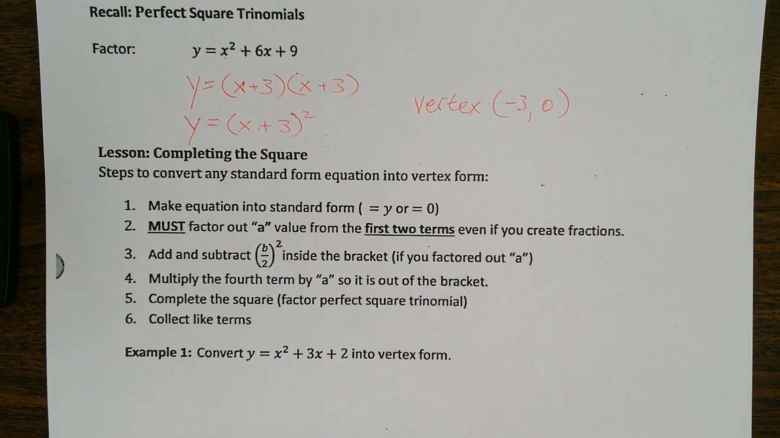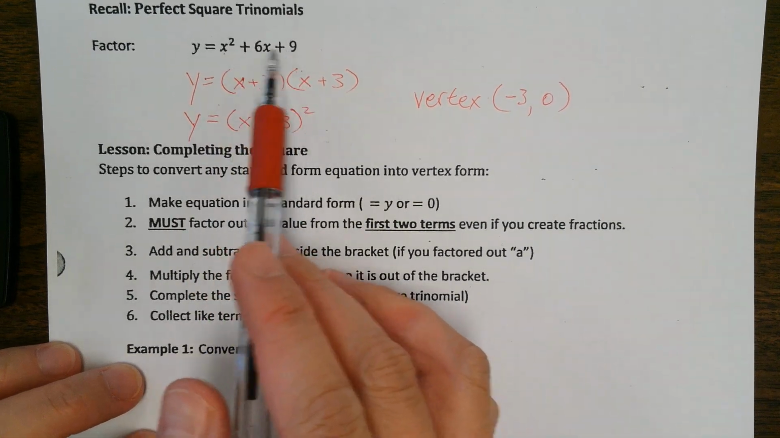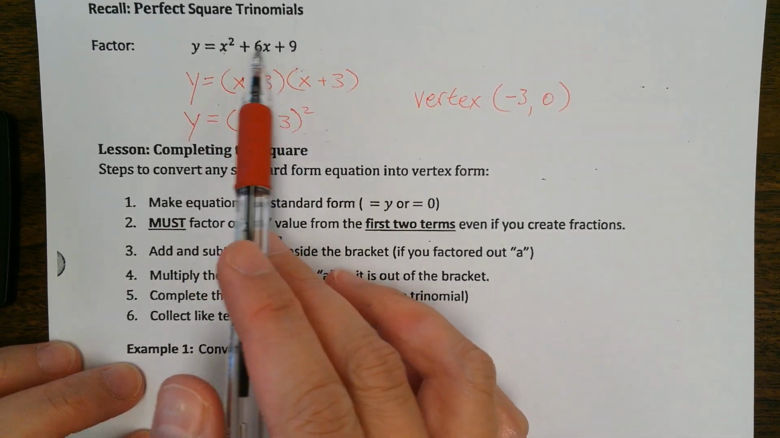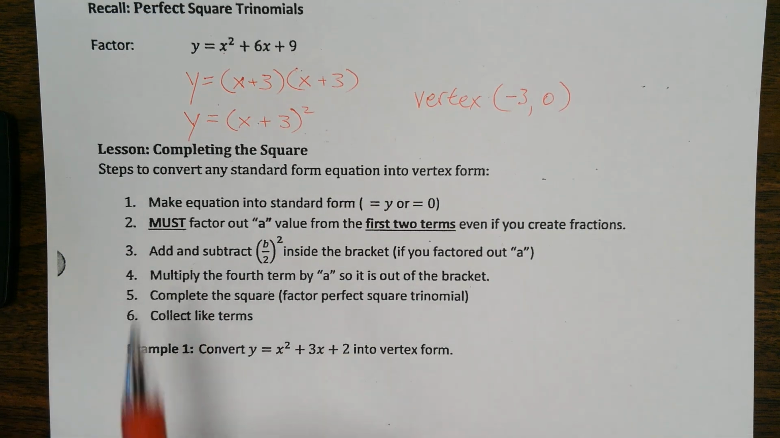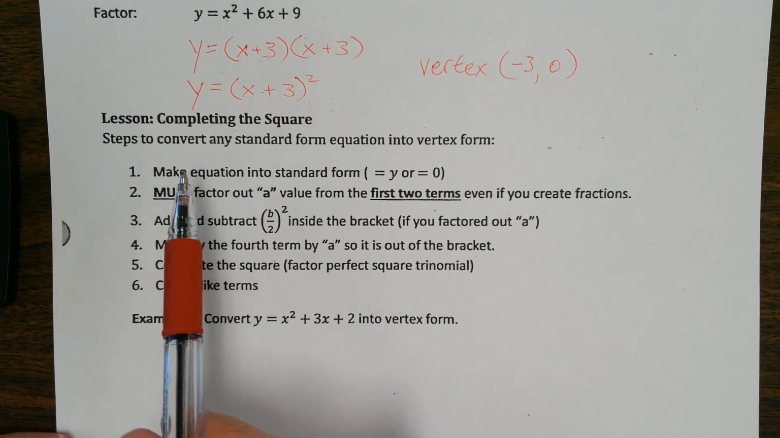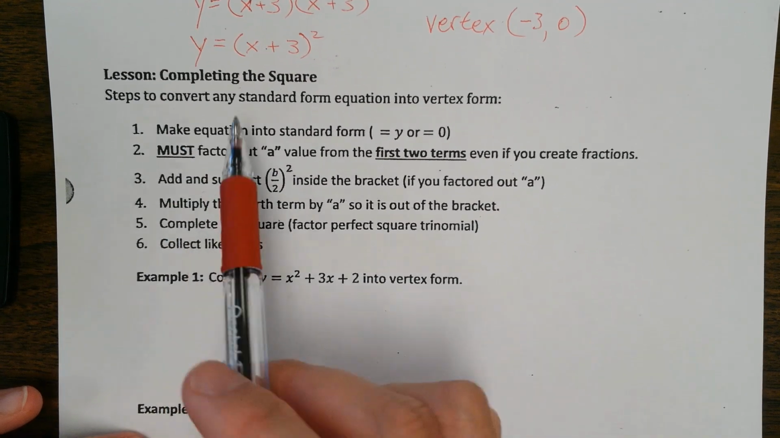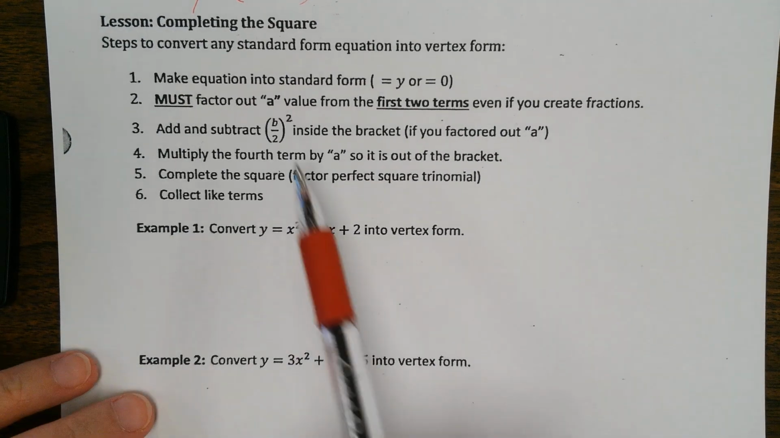Okay, good. So now, what if the numbers are not so nice? This one was a nice and easy example because the numbers were nice. Well, what if it's not so nice? Then we have to follow these 6 steps. So I'll go over these steps and then we'll do one with examples, with numbers.